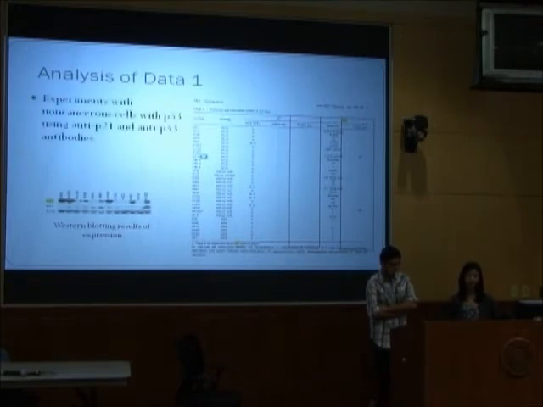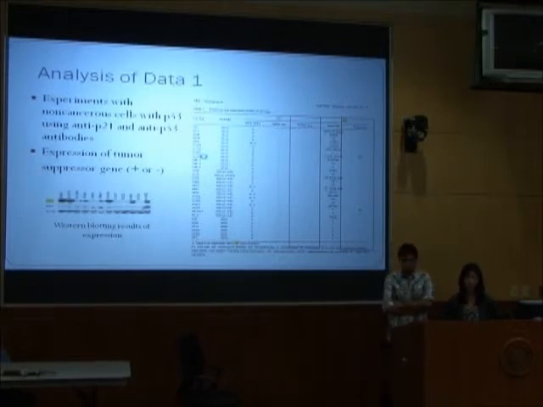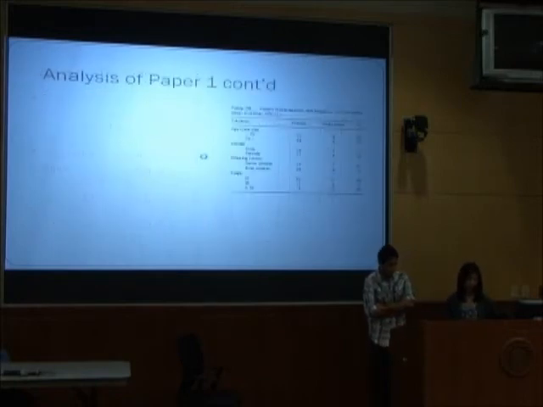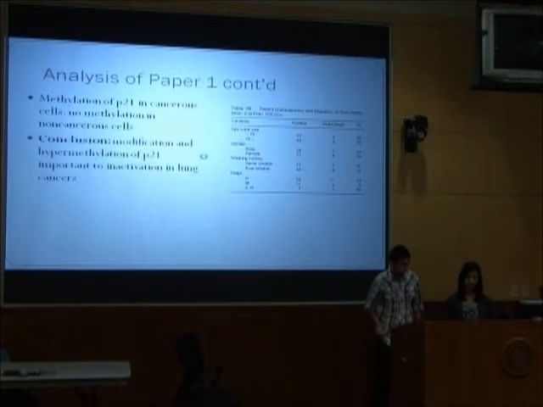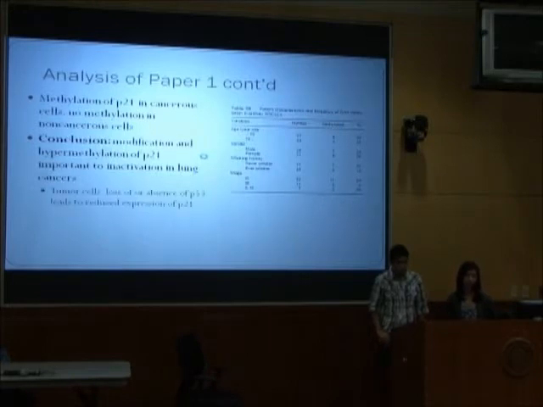We analyzed this data, and we found from the experiments with the cultivation of non-cancer cells with P53 using anti-P21 and anti-P53 antibodies, as shown by the red boxes, there are positives and negatives that showed the expression of the genes. We had positive results for the methylation of P21 in cancer cells and no methylation in non-cancer cells. This table is just an interesting table that illustrates the different factors that are involved in the methylation of the gene, such as age, gender, smoking history, or the stage of lung cancer. We concluded that the modification and hypermethylation of the P21 protein was important to the inactivation in lung cancers. However, in tumor cells, loss or absence of P53 led to a reduced expression of P21.